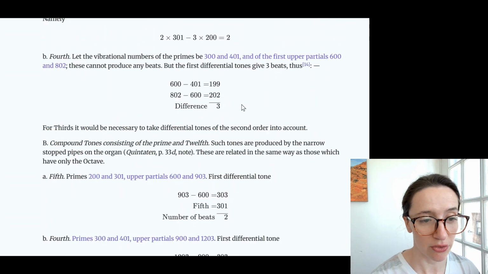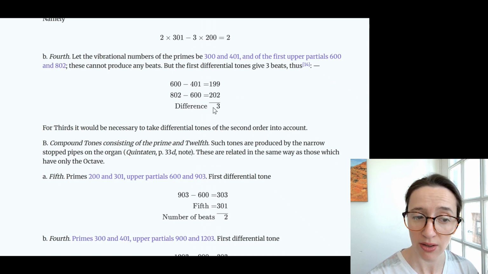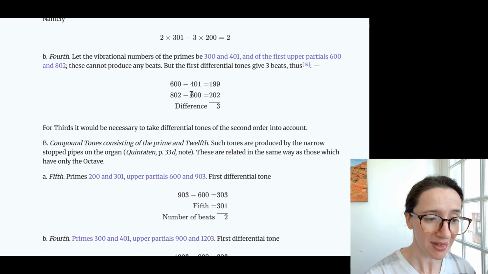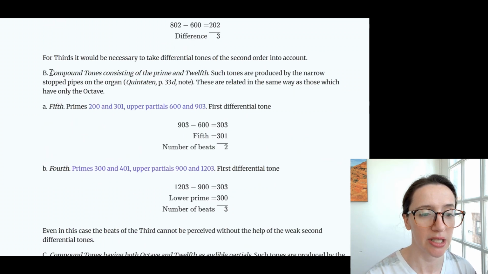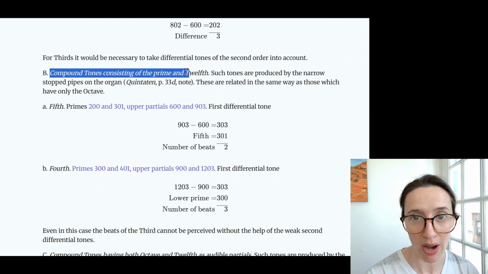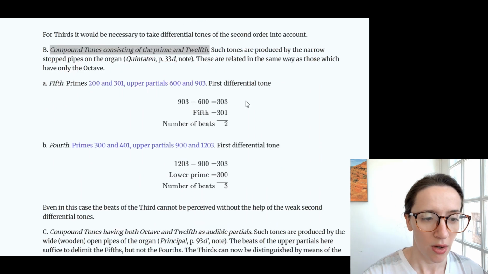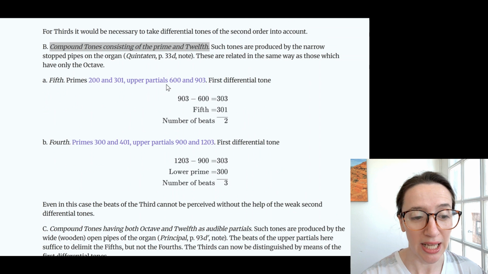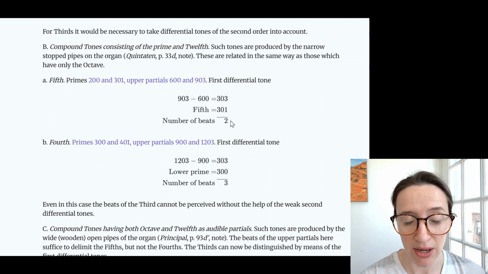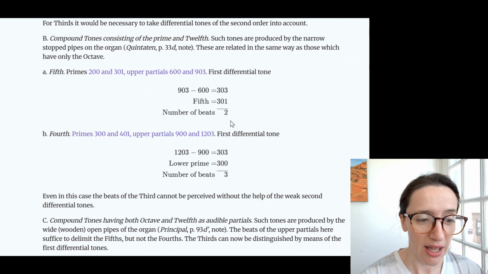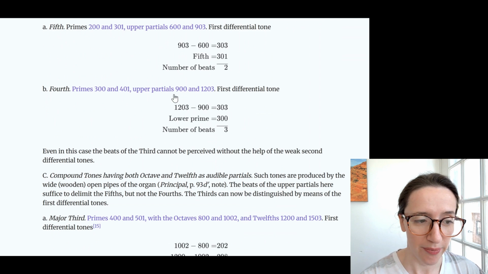This same calculation for a fourth, 300 and 401, as well as their octaves, gives us 3 beats in a second. Next, we have compound tones consisting of the prime and the 12th. This would be stopped organ pipes, which have no even partials. Our numbers are different, but we still get to 2 beats in a second for that out of tune 5th, and same for the 4th.